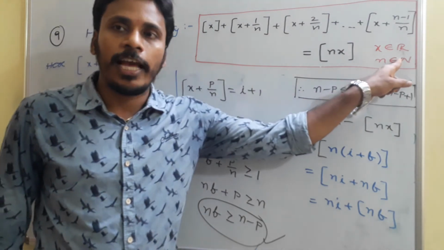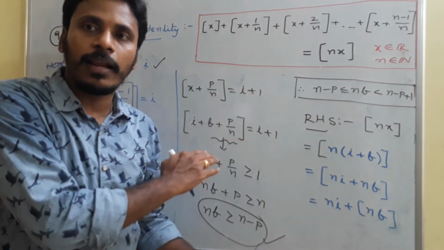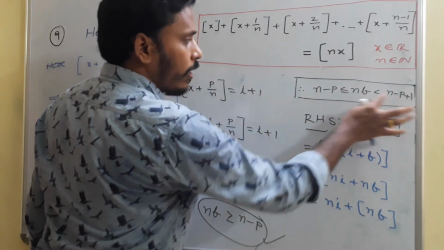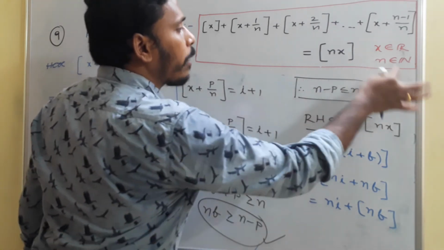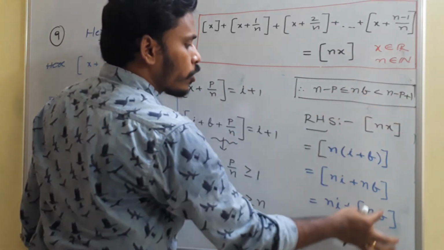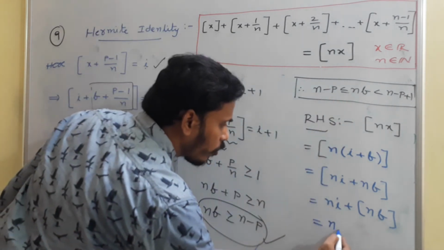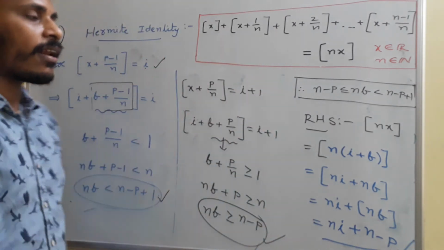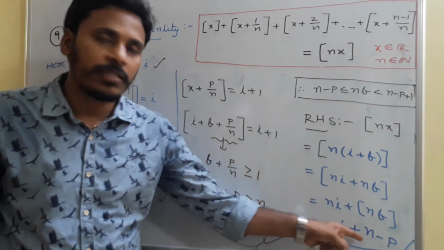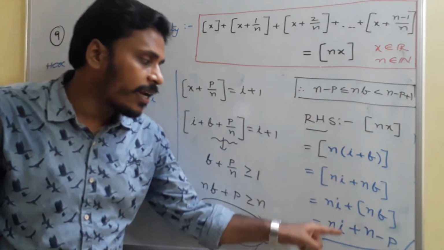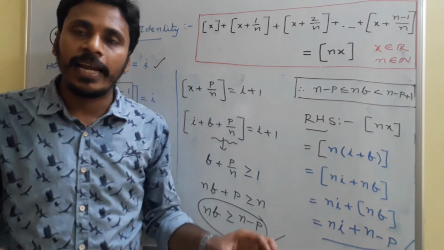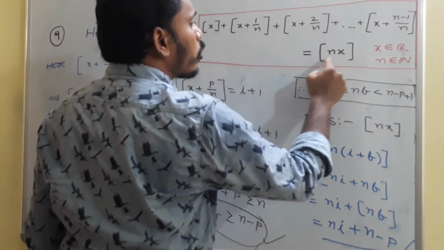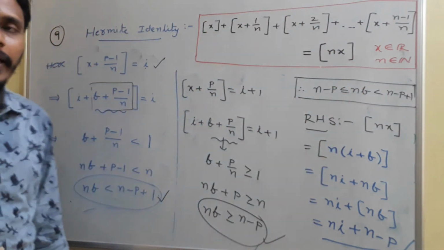As per our discussion, n is a natural number, p is also natural because we are mentioning p terms and n minus p terms. That means p is also a natural number. So n minus p is a natural number. nf is between n minus p and n minus p plus 1, two consecutive numbers. So step of nf is n minus p. So this is equal to ni plus n minus p. Just look there. Previously, on simplification the left hand side gave ni plus n minus p. And now the right hand side is also ni plus n minus p. At the end, both left hand side and right hand side are balanced. So the sum of these n terms is equal to step nx, and at the end this is the Hermite identity.